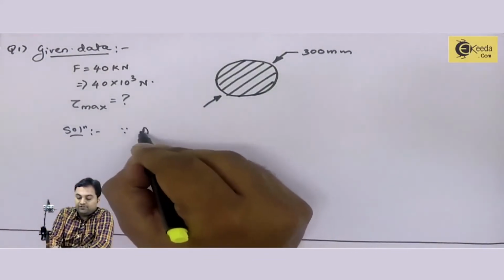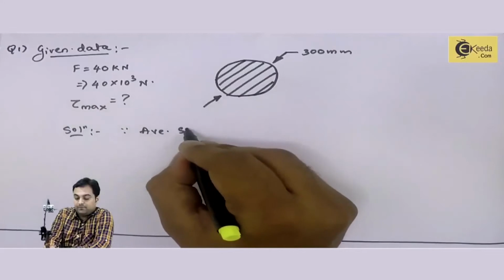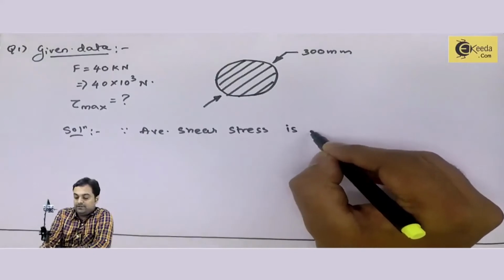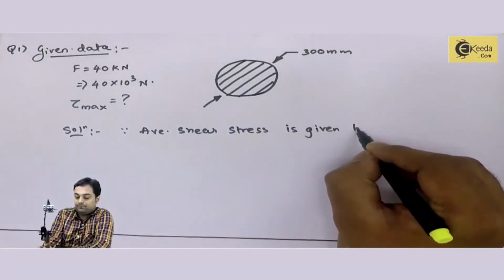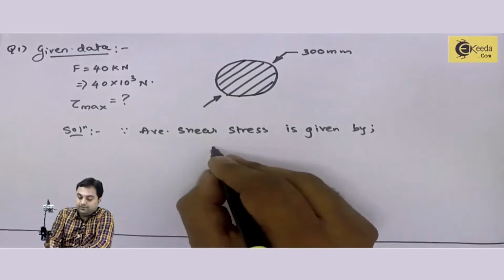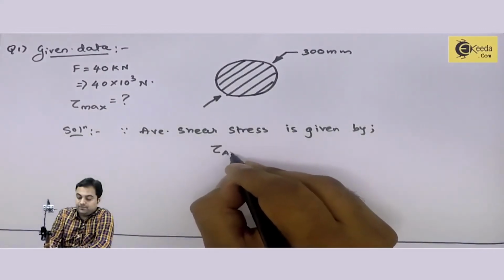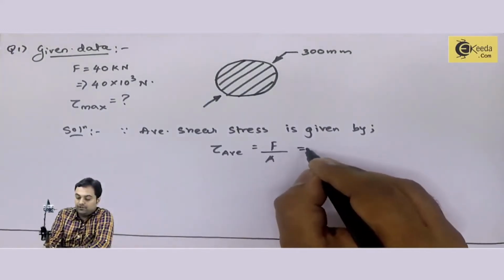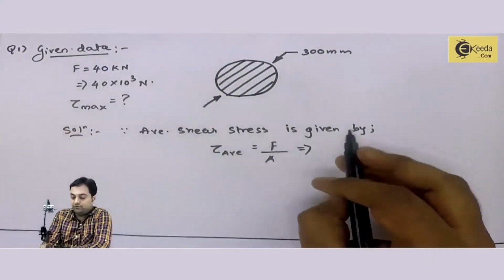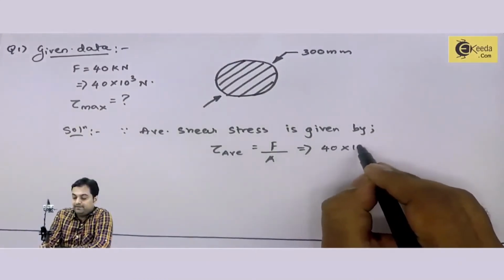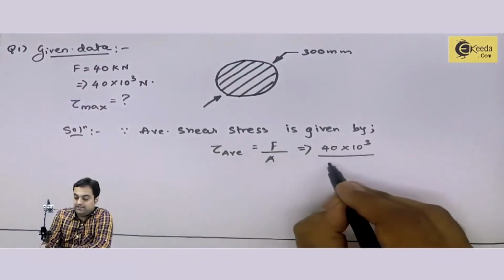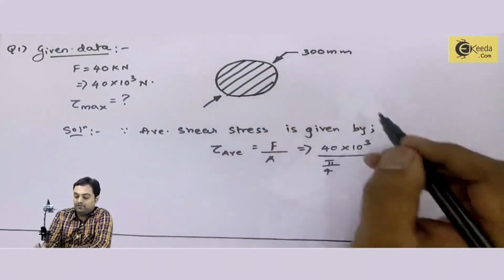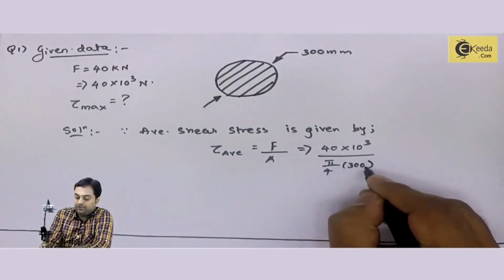Since average shear stress is given by tau average is equal to shear force upon area, which is equal to shear force is 40 multiplied by 10 raised to 3. Capital A is pi by 4 क्योंकि ये circular cross section है, into diameter square. Diameter is 300, pi by 4 into 300 square.